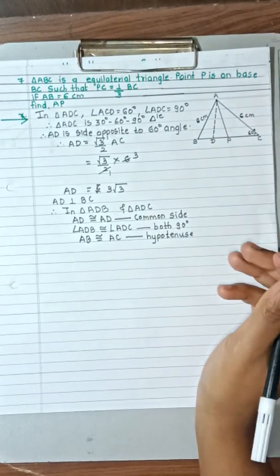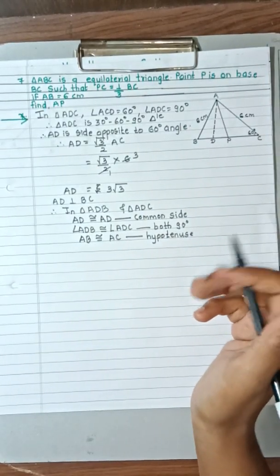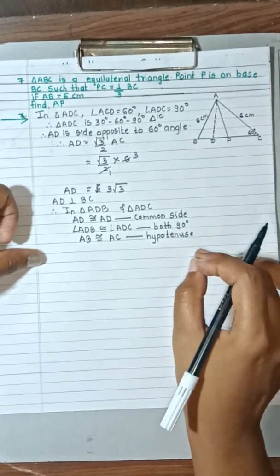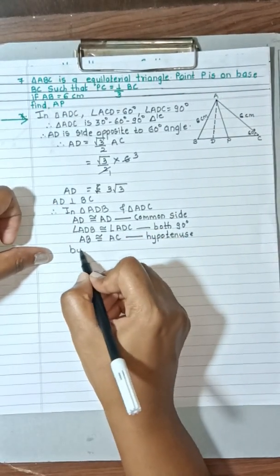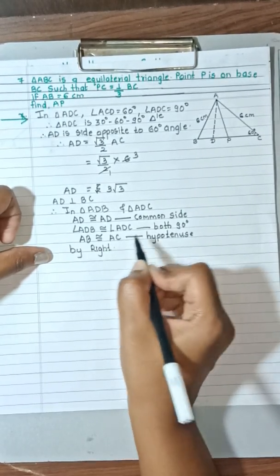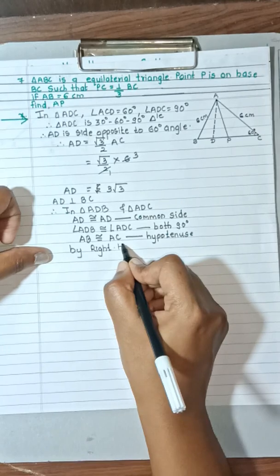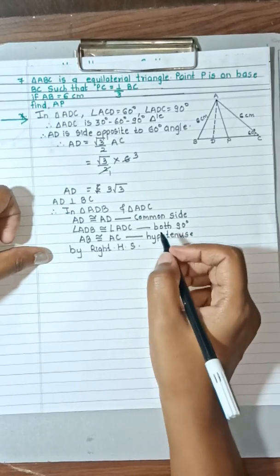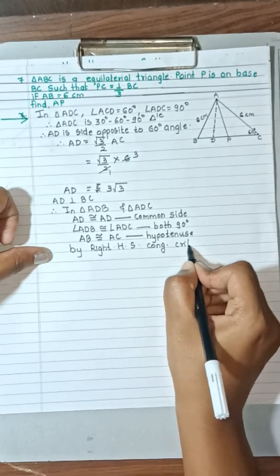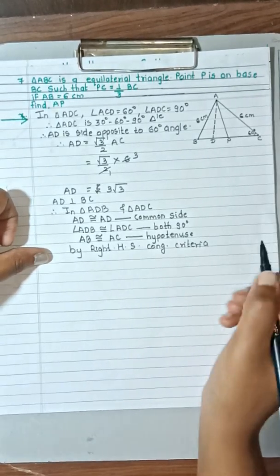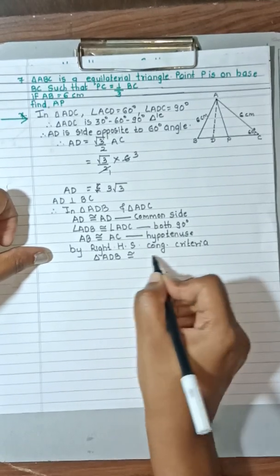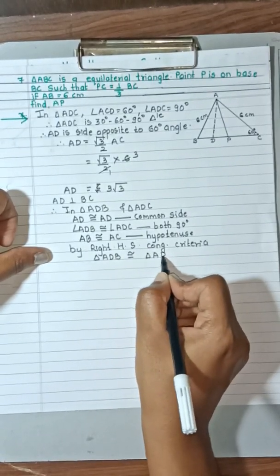Okay children, by RHS, what is the full form of RHS? That is right hypotenuse side congruency. I'll write it in short form now, right hypotenuse side congruency criteria. You can say that triangle ADB is also congruent to triangle ADC.